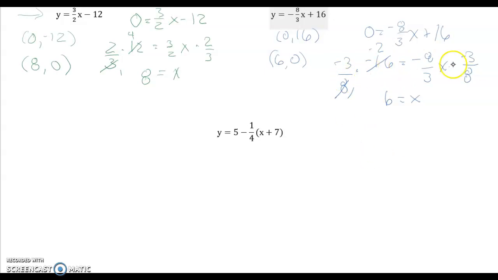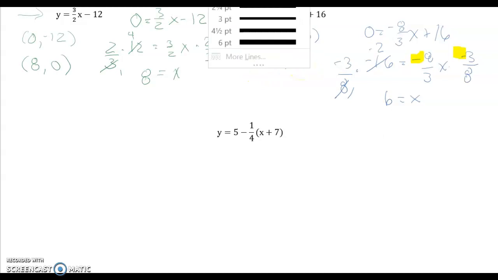So over here, make sure when you multiply by the reciprocal, take the negative sign with you so that you do it all in one step. And we get our y-intercept 0, 16 and our x-intercept x, 0.